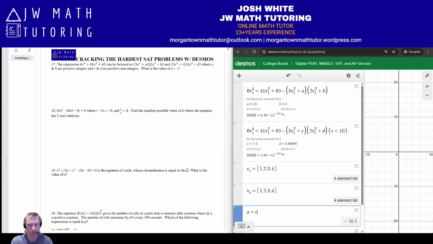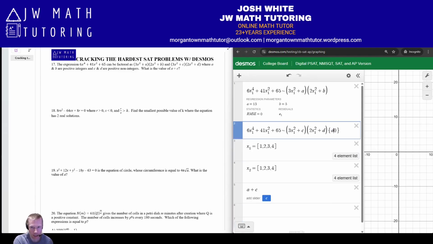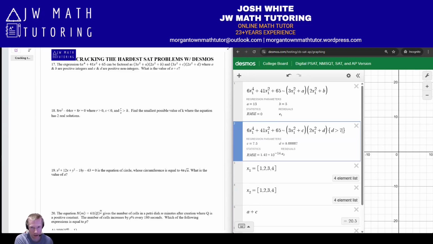Again, what I did here is I did regression two times, and I put in a qualifier to basically force it to not find the same answer the second time. You could do the same thing. You could put the qualifier on D, and say D is greater than 7. Then it returns the same values, the 7.5 and the 8.666 repeating. So this is one method using regression.